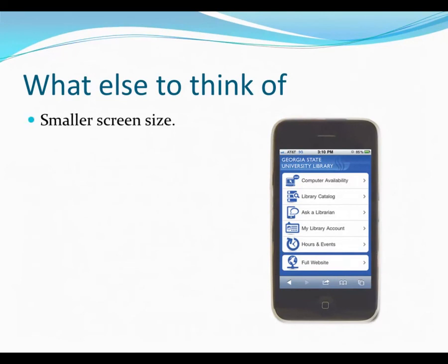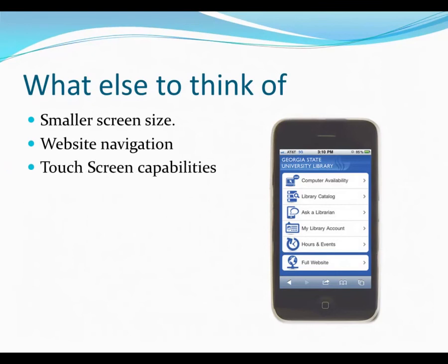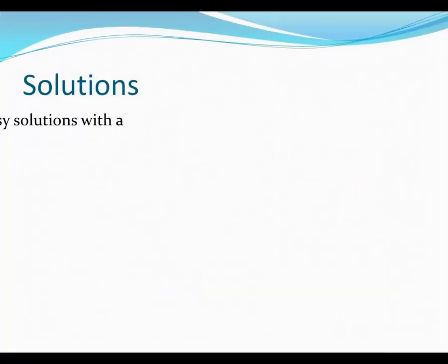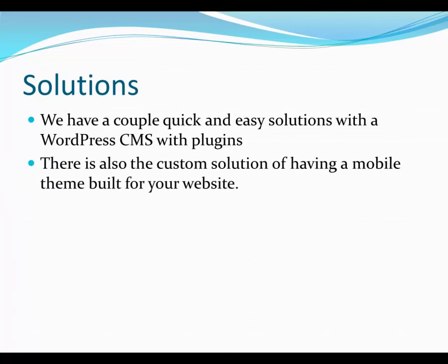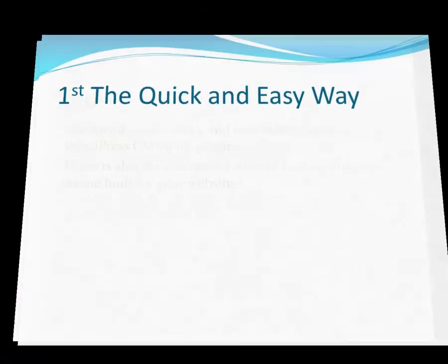So what else to think about? We have a smaller screen size with a mobile phone. We've got to think about the website navigation and touchscreen capabilities. We have to have larger fonts because they're on a smaller screen. We don't want the fonts to be really small. There are different layout options. So let's talk about some solutions. We have a couple of quick and easy solutions with WordPress, this content management system, within the plugins. There are a lot of custom solutions of having a mobile theme built for your website as well.